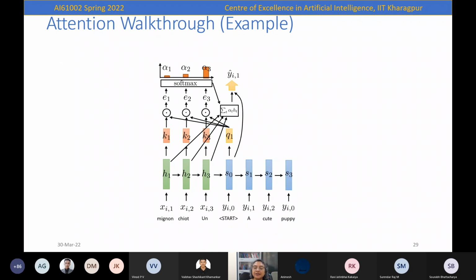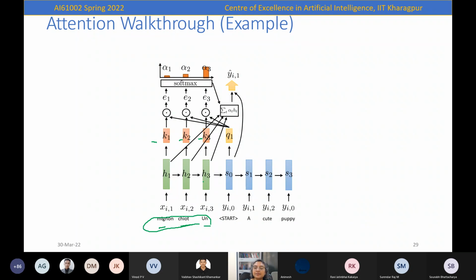So this is an example. Suppose we have a sequence of length 3. So we have this French sentence in reverse, and then we have got H1, H2, H3, and we have stored them in memory. From H1, H2, H3, we apply our key function to get K1, K2, K3.